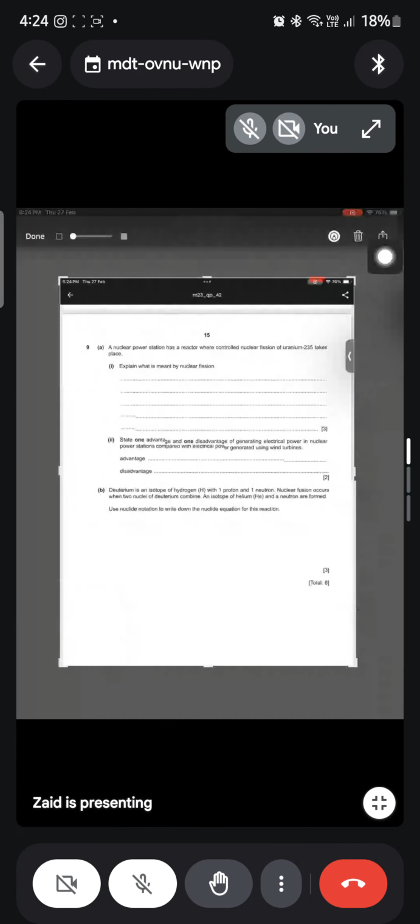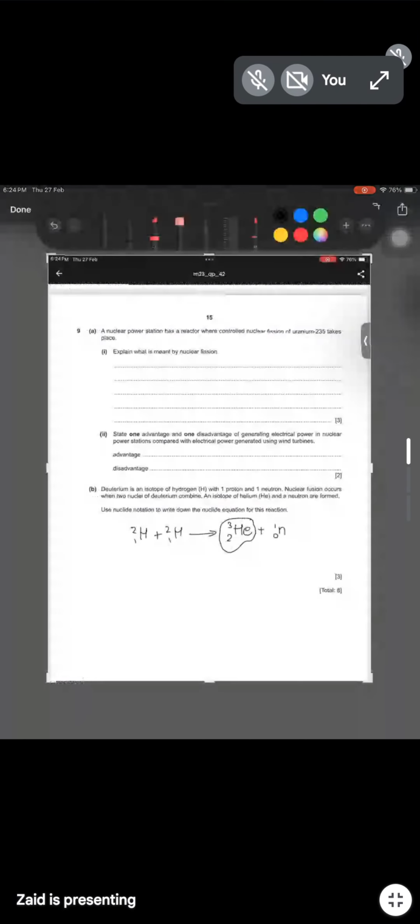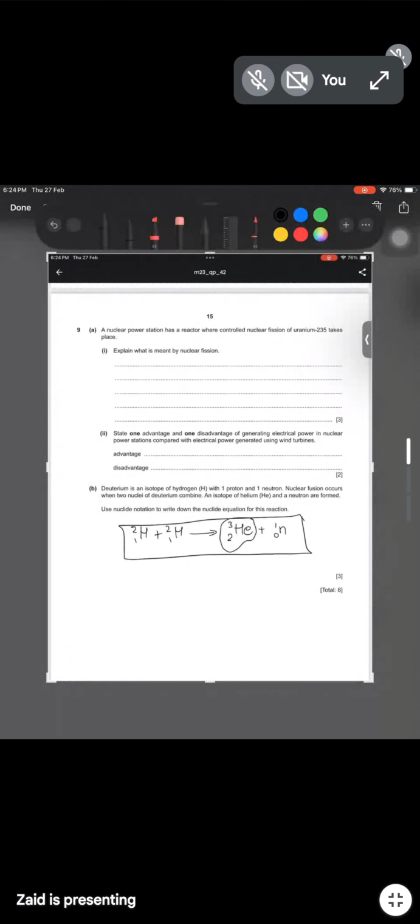So it's not going to be 4He2. 2H1 plus 2H1 is going to form helium. No, it's not 4He2, it's 3He2, and one neutron is formed, so 1 and 0, like this. This is the isotope of helium. Exactly. Please note down this equation in your notebook. This is deuterium, and an isotope of helium.